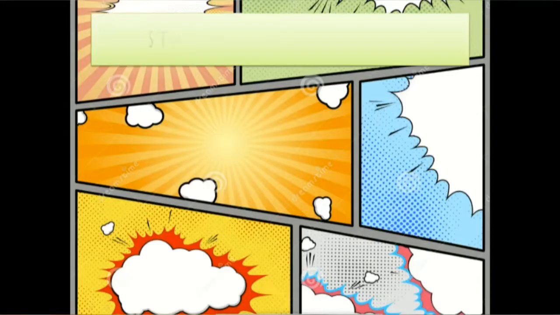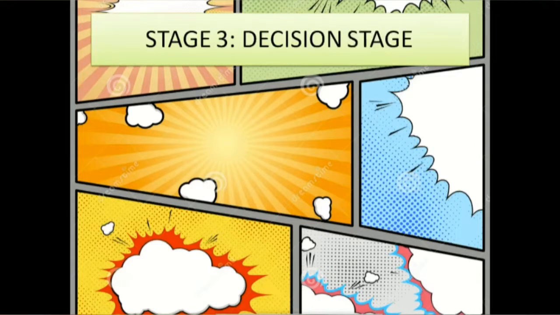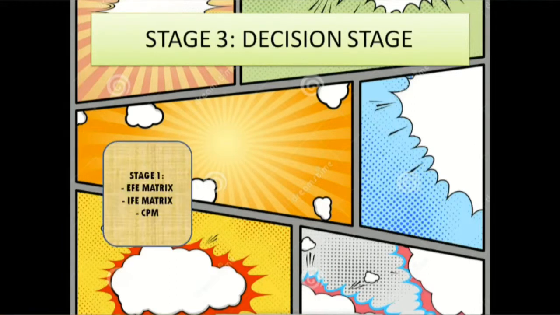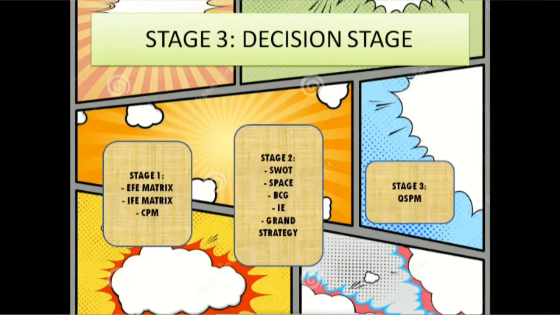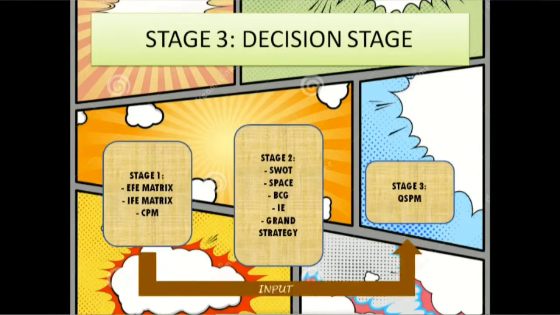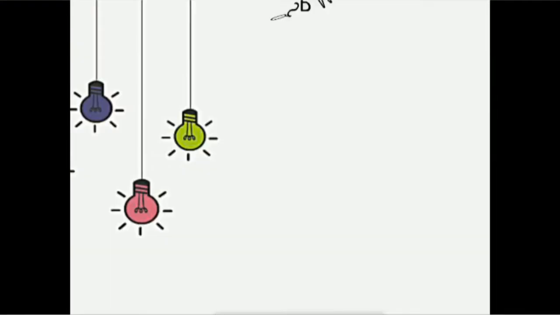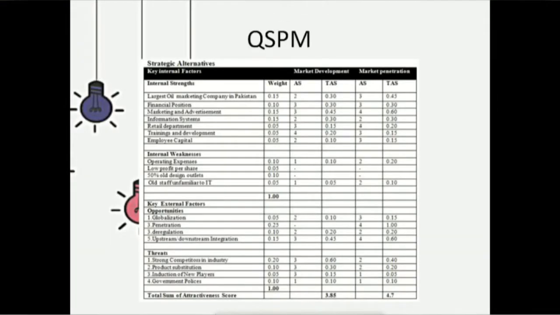The final stage is the decision stage. The information from the stage 1 analysis and the matching results from the stage 2 analysis are used in the QSPM to decide objectively among alternative strategies. This is the Quantitative Strategic Planning Matrix, or QSPM.